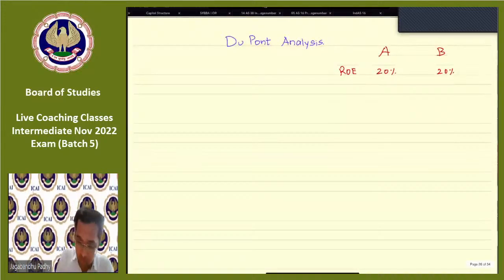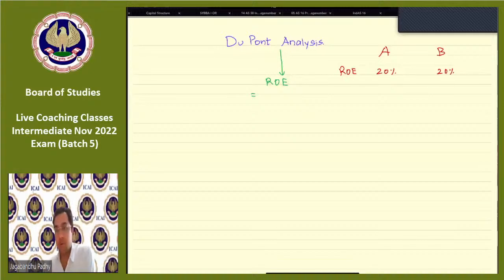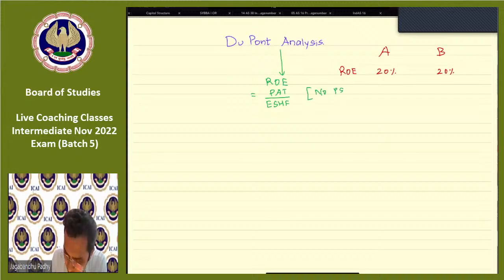Now, we know return on equity. Return on equity is computed as profit after tax upon equity shareholders' funds, assuming no preference share capital. Okay. So return on equity is PAT upon equity shareholders' funds.